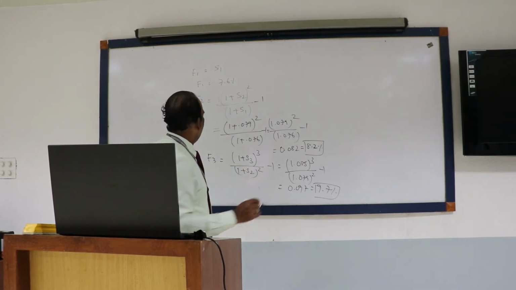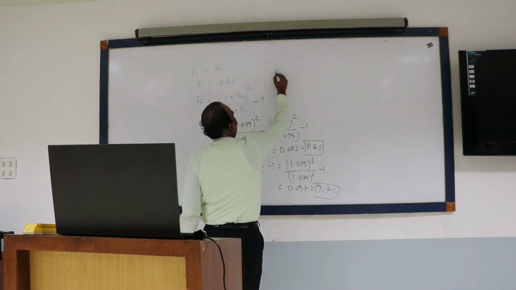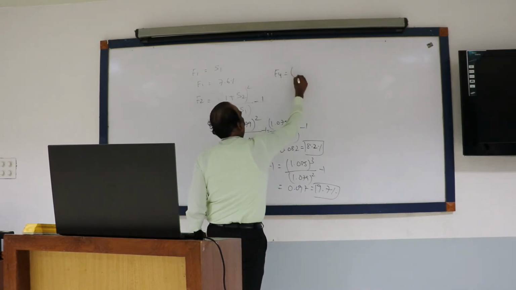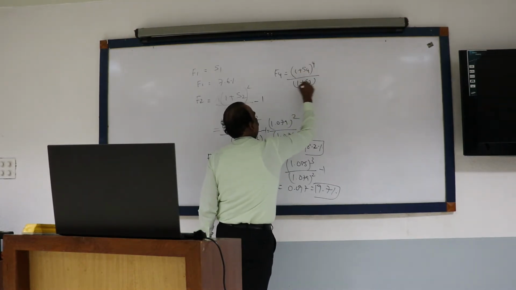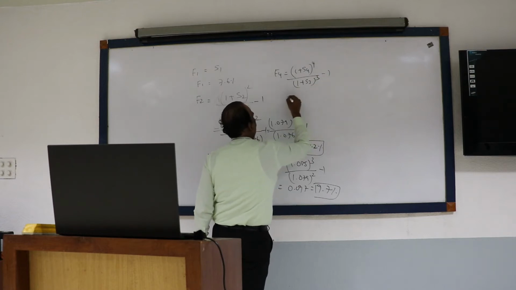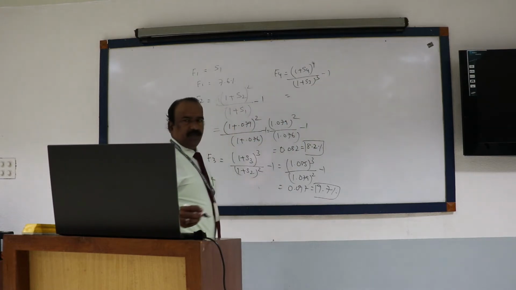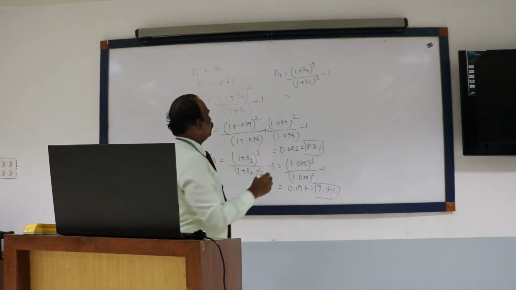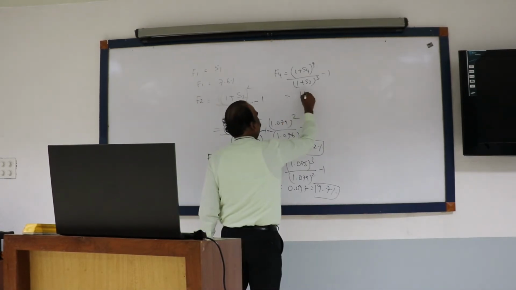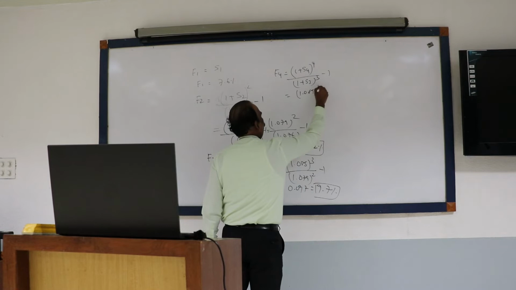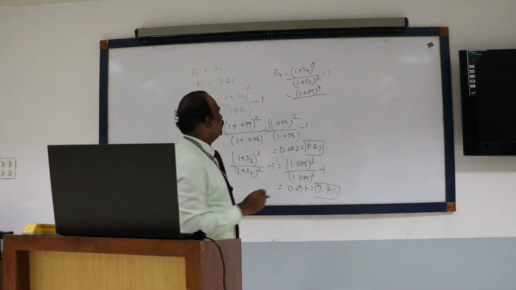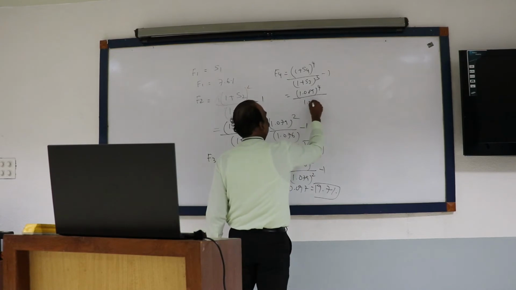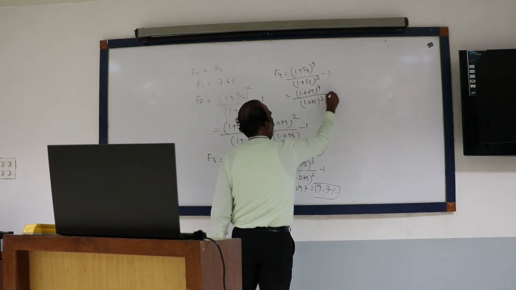Then the fourth year, F4, will be (1 plus S4) power 4 divided by (1 plus S3) power 3 minus 1. Hope all of you can see the board. That is 1.089 power 4 whole divided by 1.085 power 3 minus 1.